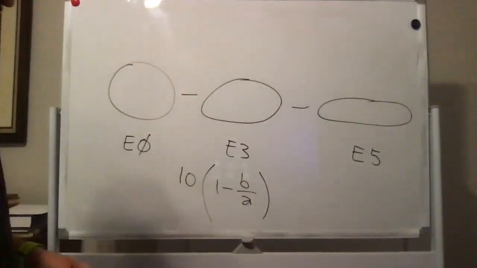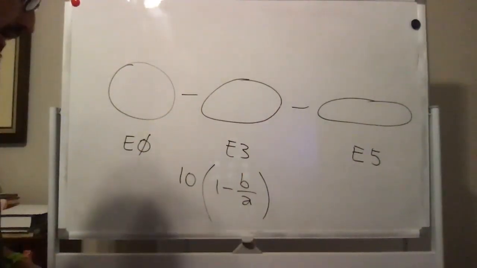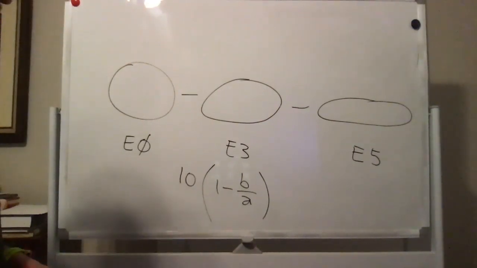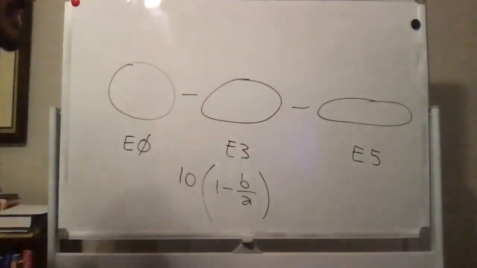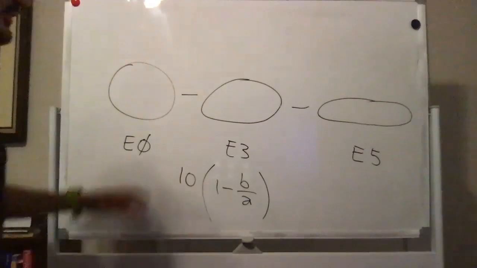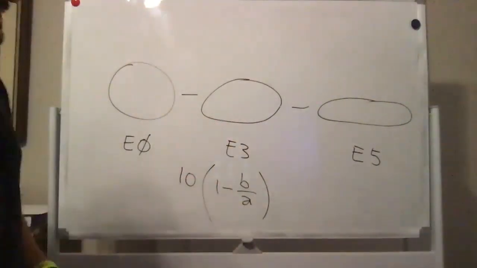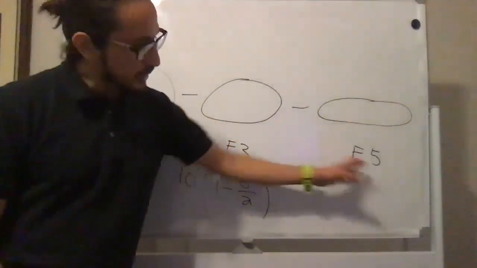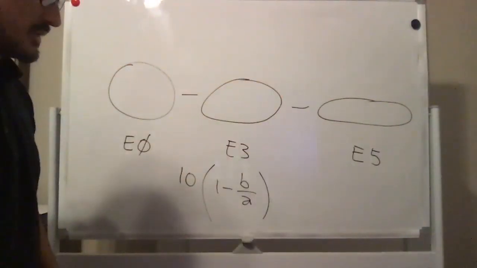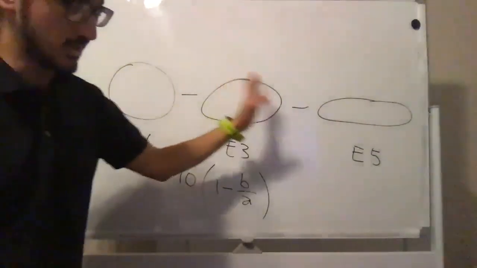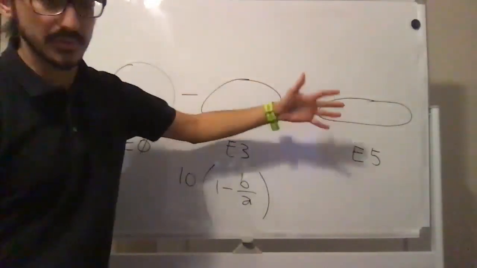There is some discussion, I guess, in the community whether E5s, E6s and E7s actually exist. They think that maybe they only go to like E4, and things that are more elliptical than that, we're just looking at them at a very slanted angle, and we cannot really see that they're not elliptical. They might be something else.